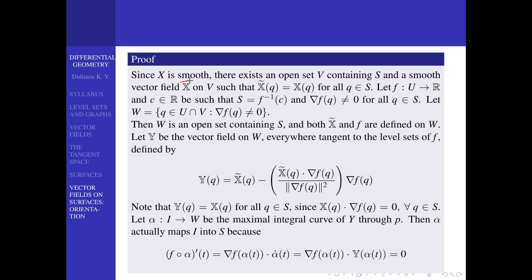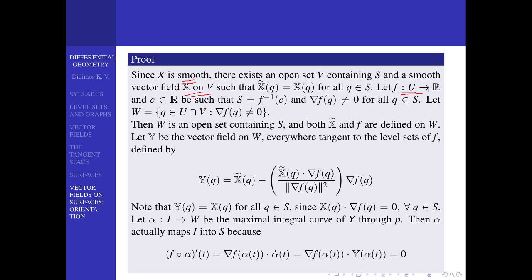Since X is a smooth vector field, there exists an open set V containing S and a smooth vector field X tilde on V such that X tilde of Q is equal to X of Q for all Q belongs to S. That means we can consider X as the restriction of some smooth vector field.